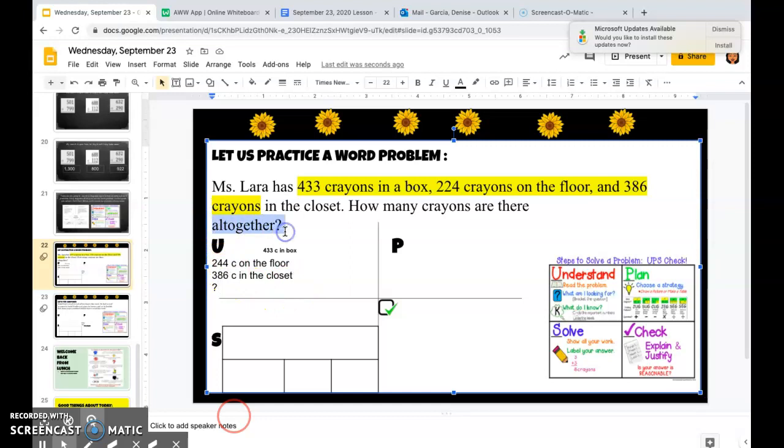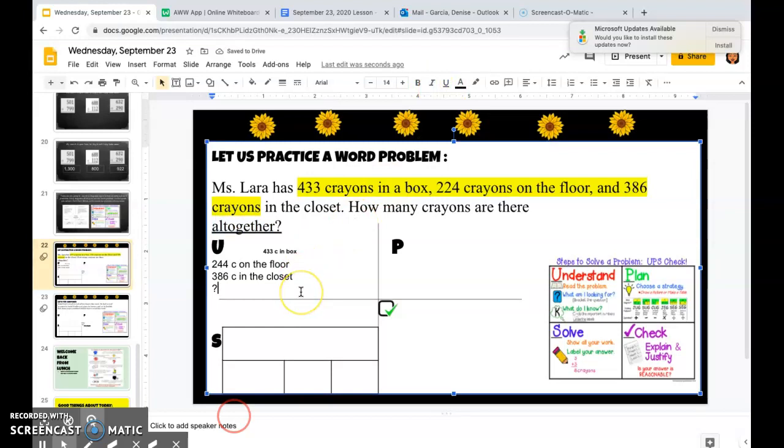This is an important word, all together. Because when I put things together, that means that I'm putting them close. Okay, so I'm not taking away anything. I'm actually adding on. So all together, how can I put this in my own words? Well, I know that we're talking about crayons, so I'm going to write down crayons. And all together means that I'm going to include all of them. So crayons in all. So we want to know how many crayons are there in all.